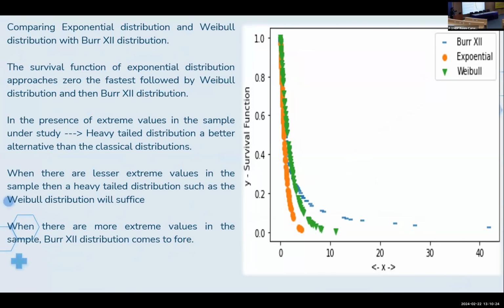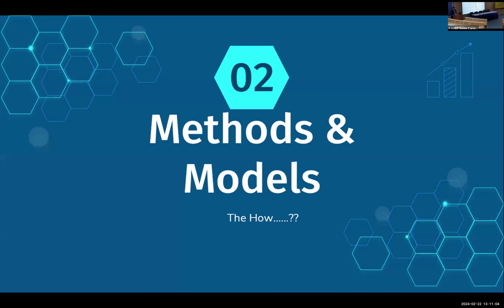We can see that we have used a comparison of the exponential, Weibull, and Burr distributions here. And we observe that the exponential distribution's survival function reaches 0 the fastest, followed by the Weibull distribution, and then the Burr XII distribution. So we can conclude that in the presence of extreme values in the sample under study, a heavy tail distribution is a better alternative than the classical distributions. When there are fewer extreme values in a sample, a heavy tail distribution like Weibull may suffice. But when we have more extreme values in a sample, a Burr XII distribution may be more in order.